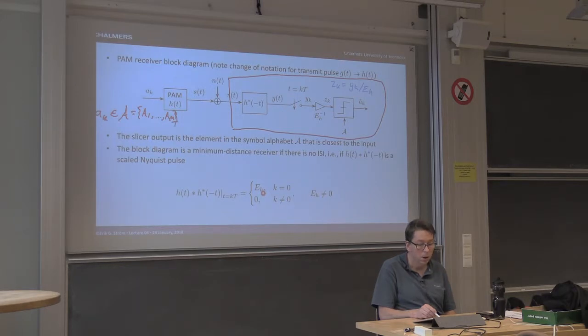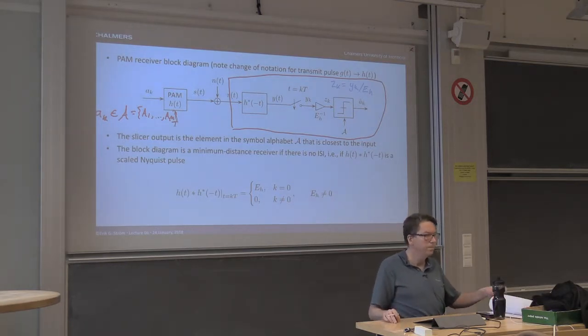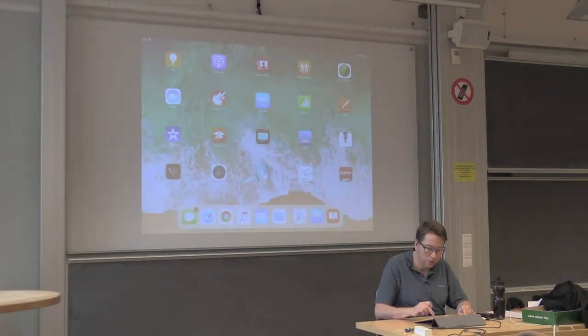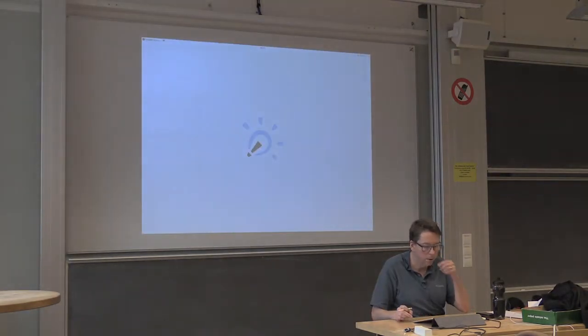Okay. However, to make this a Nyquist pulse, all other samples need to be 0. Okay, so this is a condition that we impose. And this is true, for instance, if this is a root raised cosine pulse. Okay, there are other choices also. Okay, questions before we continue? No? Okay, so let's look a little bit at this slicer thing.